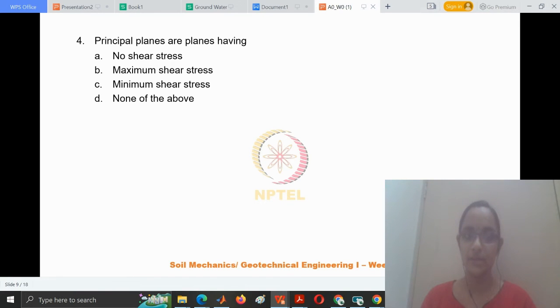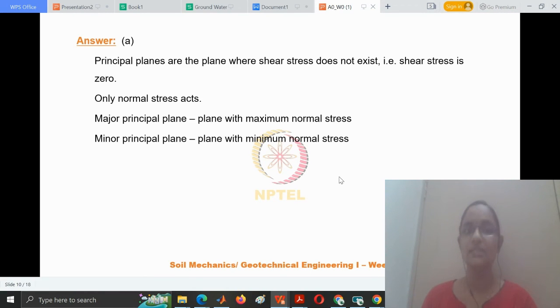Which is the right answer? Yes, option A, no shear stress. Principal planes are the planes where shear stress does not exist at all. That is, shear stress is zero. That means along the principal plane, only normal stress or the direct stress acts.